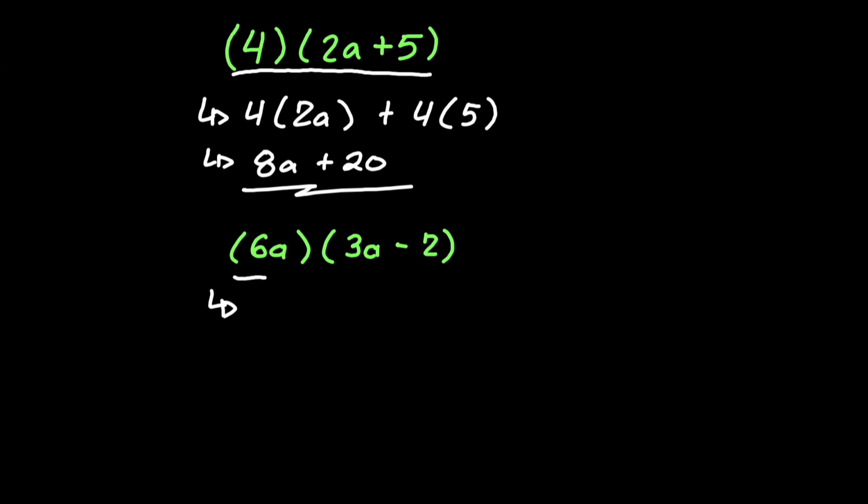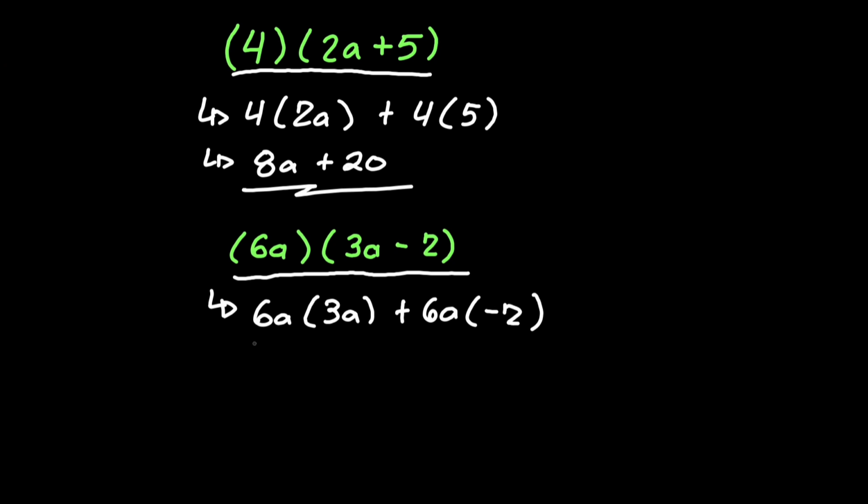For this, 6a multiplied by 3a minus 2, it would be 6a multiplied by 3a plus 6a multiplied by negative 2. So the answer would be 6 multiplied by 3 would be 18, and a multiplied by a would be a squared, or a raised to the power of 2. And so 6a multiplied by negative 2 would be negative 12a. This would be the answer.